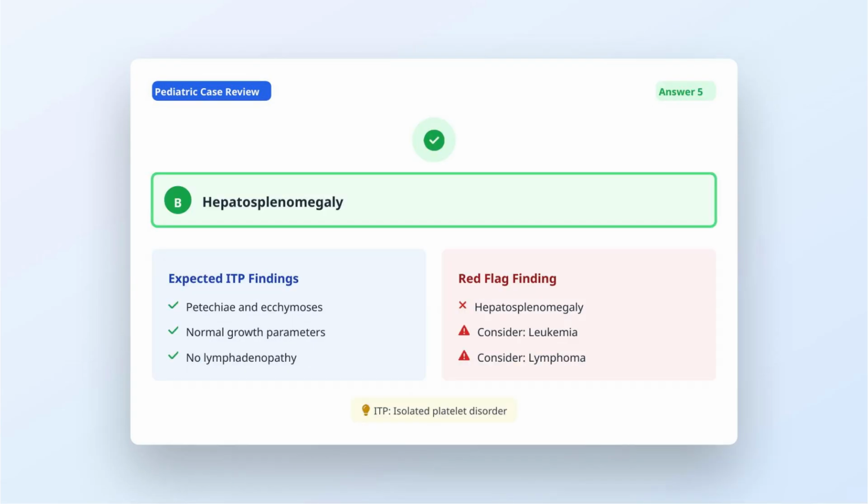Hepatosplenomegaly is not expected in idiopathic thrombocytopenic purpura and should prompt consideration of alternative diagnoses such as leukemia, lymphoma, or infectious causes of thrombocytopenia. In typical ITP, the physical examination is normal except for bleeding manifestations like petechiae and bruising. Children with ITP typically have normal growth parameters and no lymphadenopathy, supporting the diagnosis of an isolated platelet disorder.